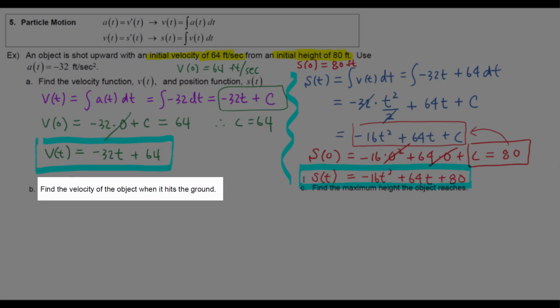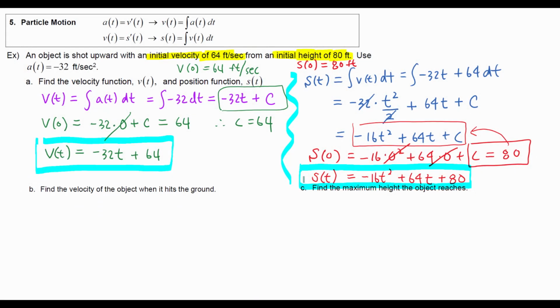Okay, find the velocity of the object when it hits the ground. Well, we already have a velocity function right here, so I have to find out when. I want the t at which the object hits the ground. When the object hits the ground, what happens? Position is 0 because your object is on the ground. It's on the floor, so height is 0, correct? So that means s of t is 0. So set that equal to 0. My s of t, negative 16t squared plus 64t plus 80, has to be equal to 0.